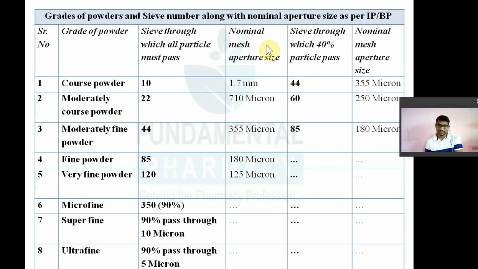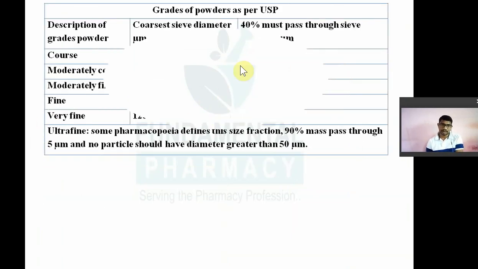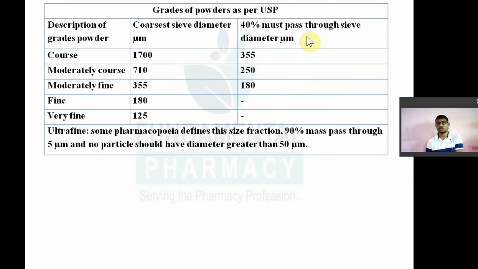Okay. उसका एक नॉमिनल मेश अपर्चर भी दिया है यहाँ पे. ठीक है. Sieve नंबर 10 का नॉमिनल मेश अपर्चर होता है 1.7 mm. तो नॉमिनल मेश अपर्चर क्या होता है मैं बोलता हूँ आपको बाद में, और sieve नंबर का डेफिनेशन भी बोलता हूँ. This chart is important, इसके ऊपर क्वेश्चन आ सकता है. Next one is grades of powder as per USP.